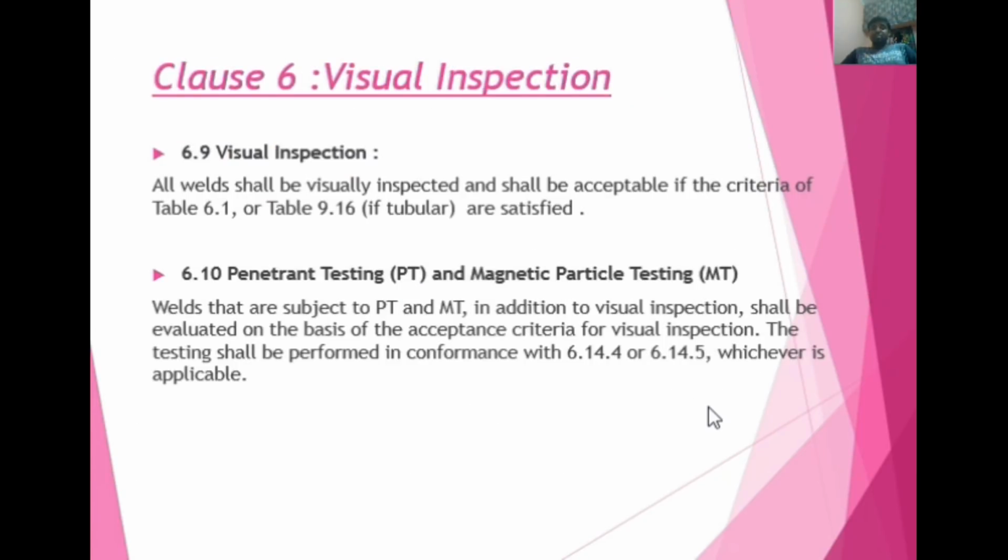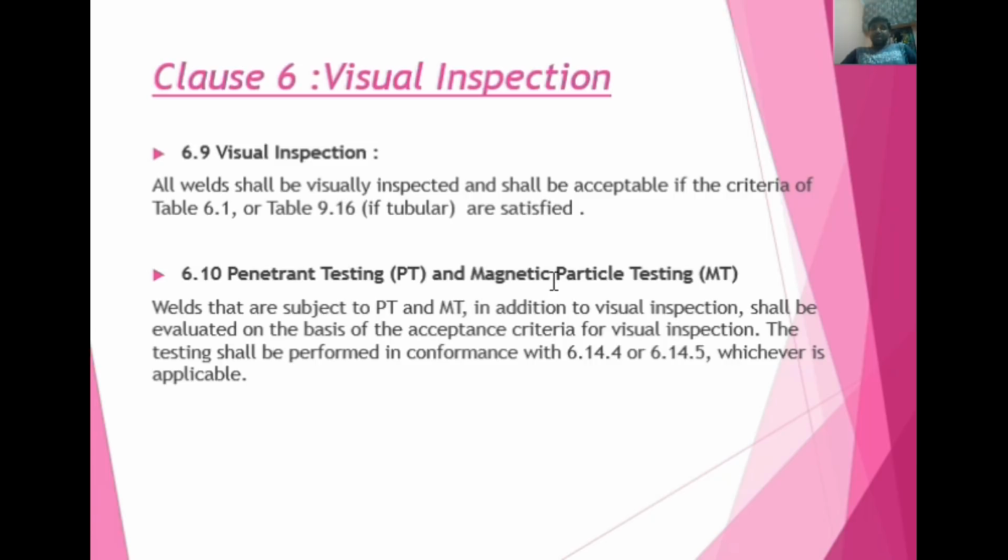6.9, what is this? Visual inspection. If you go to 6.1, this Table 6.1 was already mentioned on the last page, and it's added here in this presentation. So 6.9 is the visual inspection. What are the acceptance criteria mentioned there?